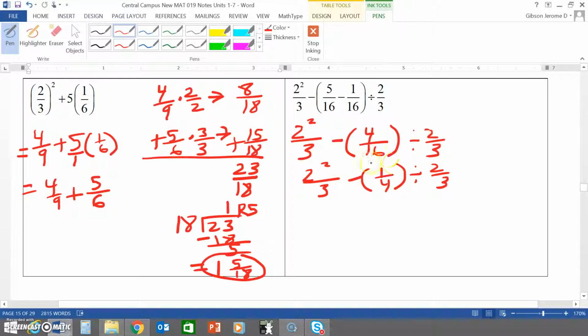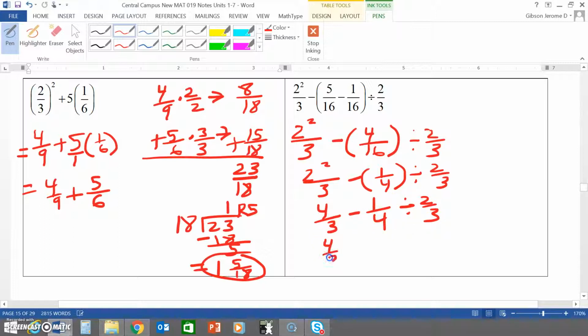Now, we look here, there's nothing more we could do in this parenthesis, so we'll go to exponents. We'll do this exponent first. So this would be 4/3, because 2 squared is 4, the 3 is not squared, minus 1/4, we could take it out of the parenthesis, divided by 2/3.